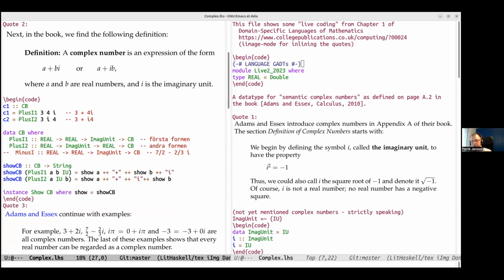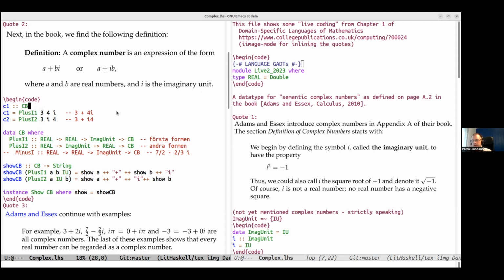Okay, this is a little bit strange, but we'll try to deal with it step by step. It says a complex number is an expression of the form a plus bi or a plus ib, where a and b are real numbers and i is the imaginary unit. Okay, so i was the unit we had before, and now they're saying a complex number can be written in 2 ways.